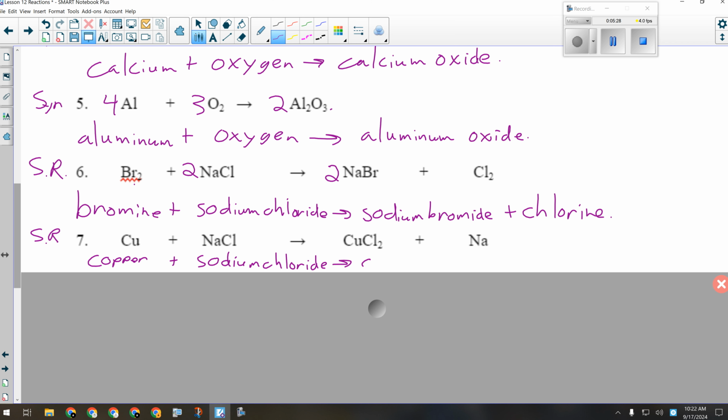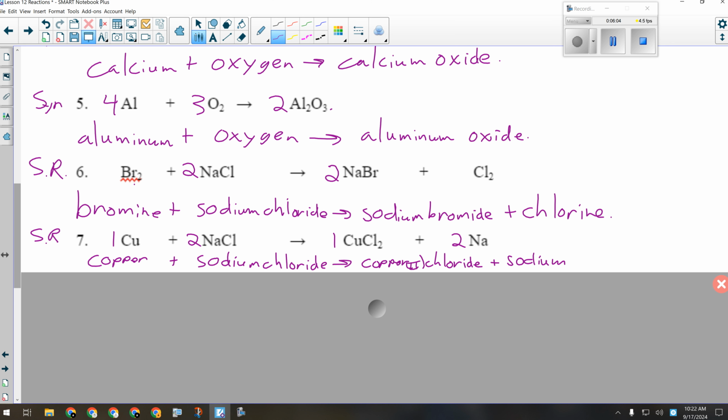Is going to give copper, which copper is it? Two. Copper 2 chloride plus sodium. Okay, what should I balance first? Chloride. Chloride is the only thing that's not balanced right now, right? Everything else is a 1. So there's 2 chlorines in the product, so I need a 2 here. Doing that throws off my sodium, so what needs to go in front of the sodium on the other side? Are we done then? Yes.